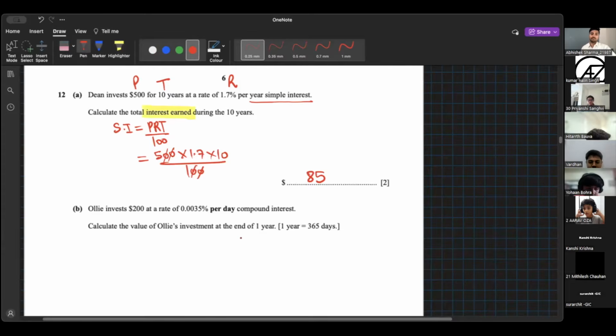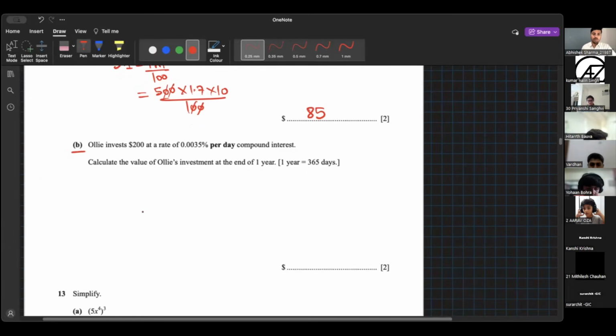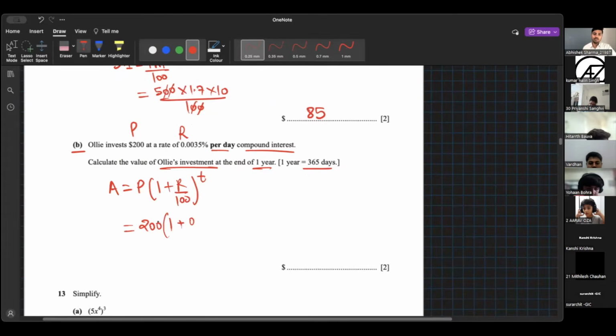Part B, Ollie invests $200. So this is the principal amount, at a rate of 0.35 per day compound interest. Calculate the value of Ollie's investment at the end of 1 year. 1 year is 365 days. We have to find Ollie's investment amount after 365 days. So now we have to use the compound interest formula: P into (1 plus R upon 100) raised to T. So principal amount is 200, 1 plus 0.0035 upon 100, whole raised to 365. So this calculation we can do directly in the calculator.